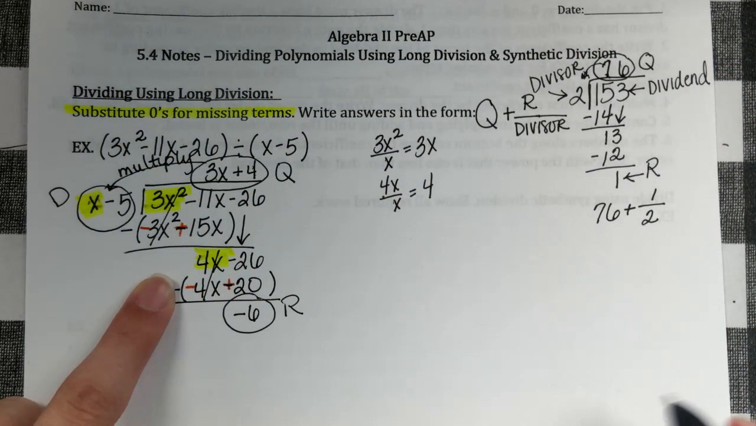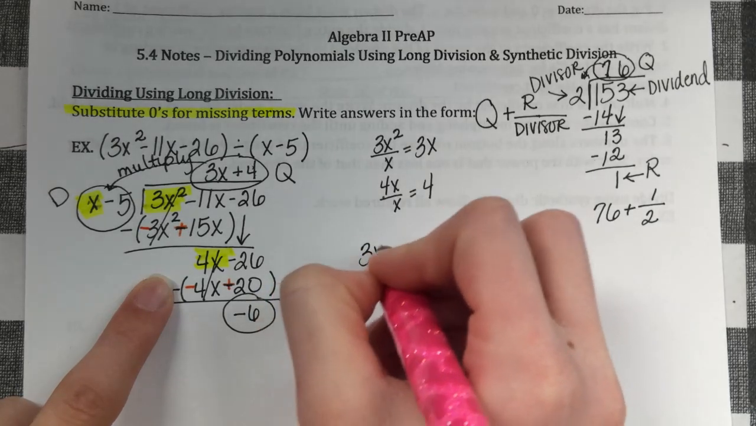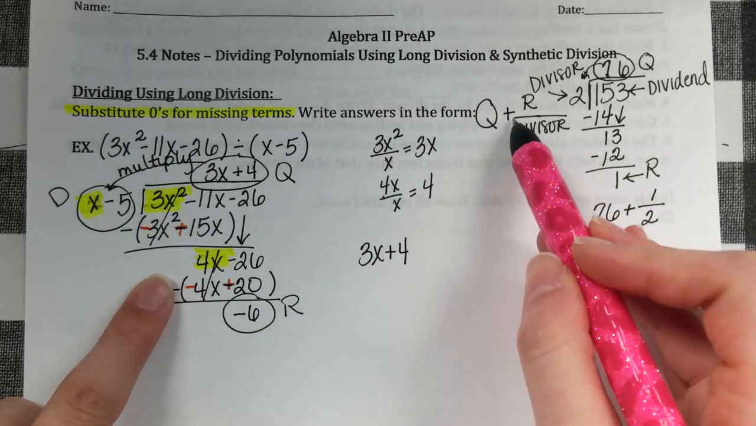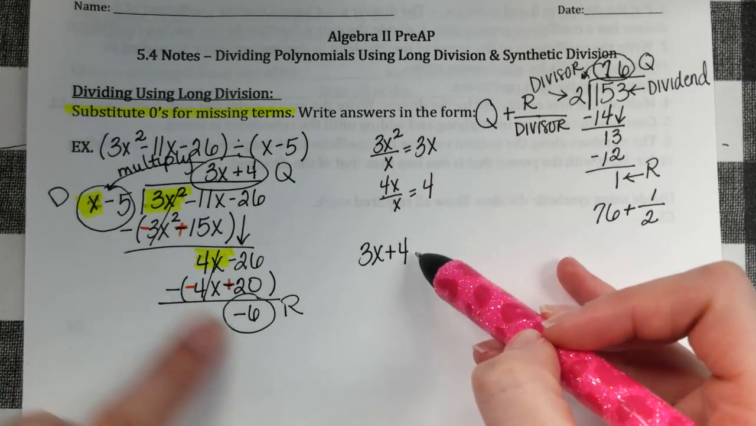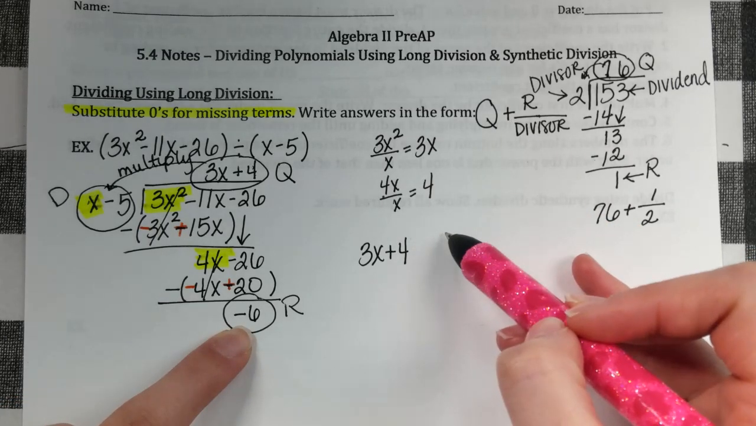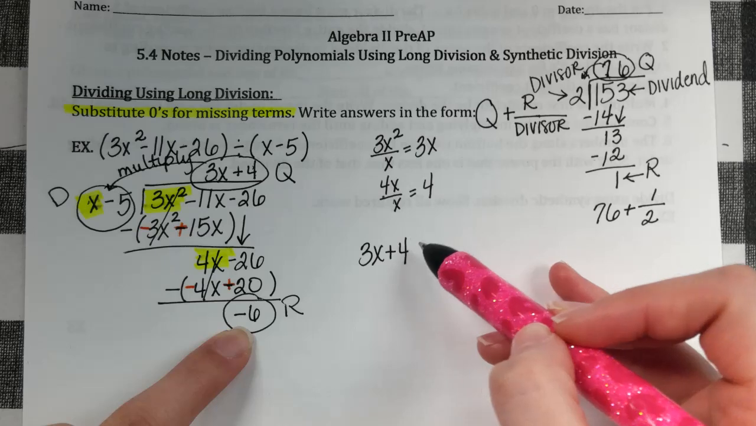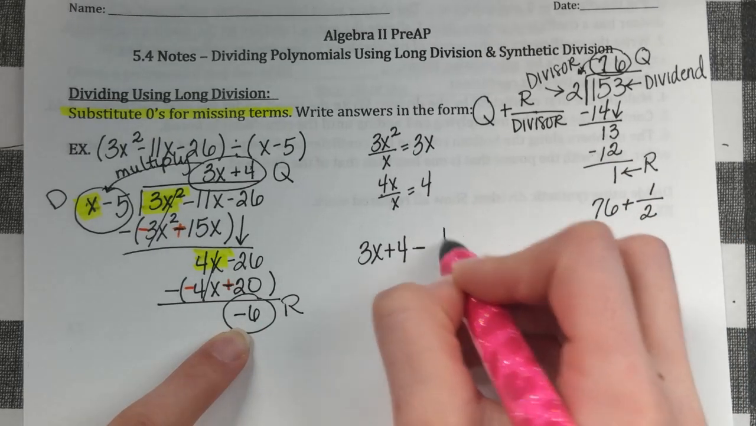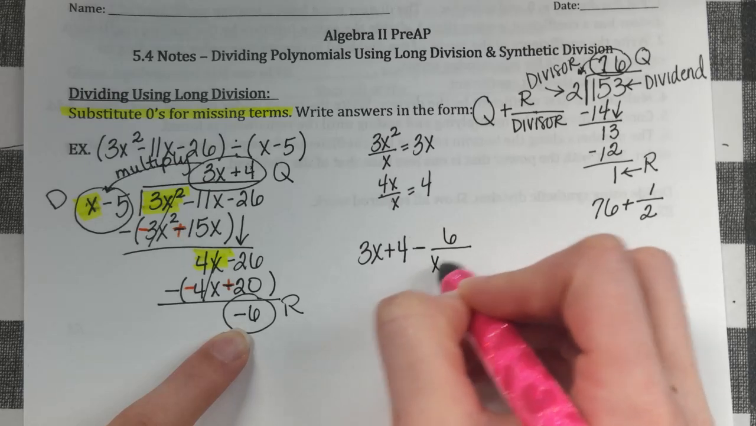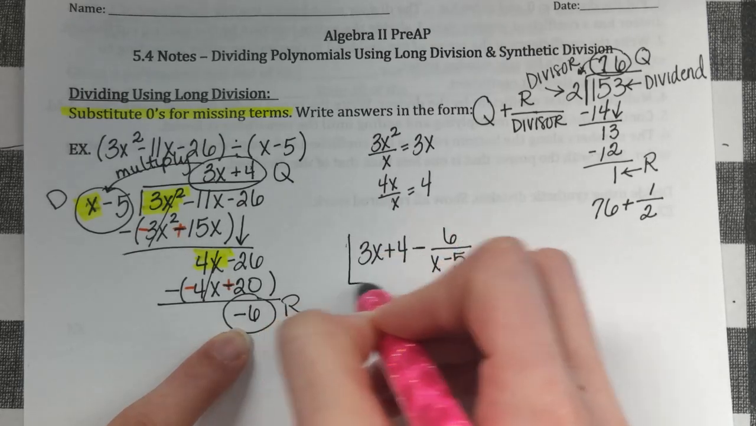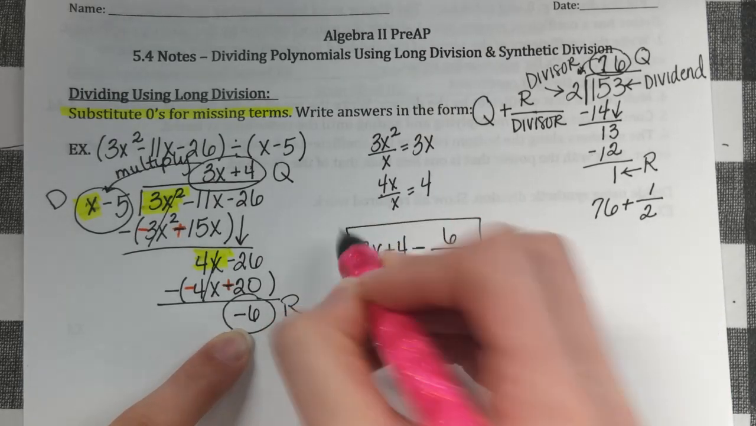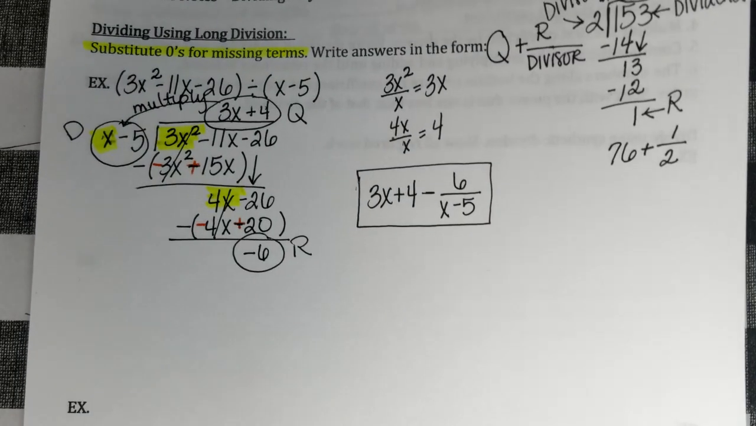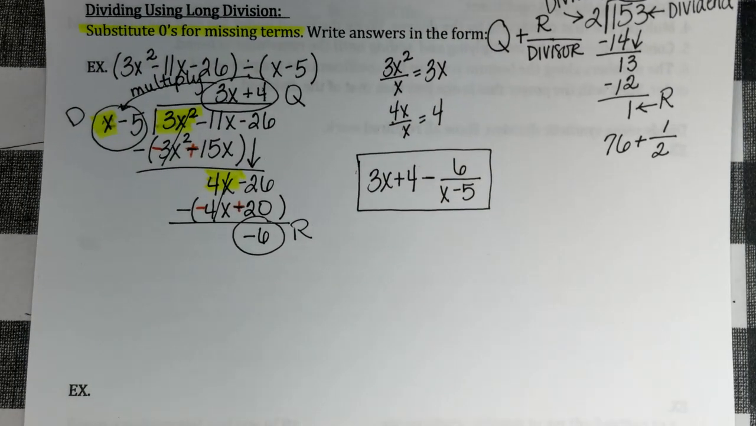So when I write my answer, I have quotient 3x plus 4. Now, if I go with this form, I should have a plus, but I have a negative 6. And nowhere in Algebra 2 we're going to have a plus negative. So we're going to take that negative and make it a minus 6 over our x minus 5. And that would be the way that I write my answer. Okay, are we good with that? Do you have questions?